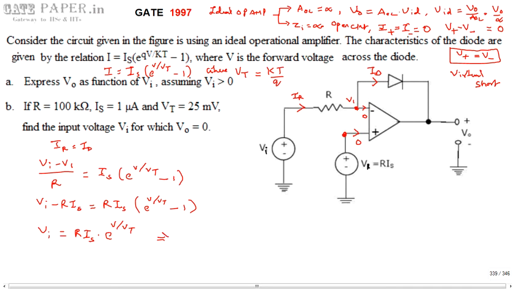From this, after mathematical manipulation, R Is, if you take this side, it will become Vi divided by Is times R, that is equal to e power V by Vt. Take natural logarithm on both sides. So finally you are getting V, the voltage across the diode under forward bias: V is equal to Vt natural logarithm of Vi by Is times R. This is the first equation.